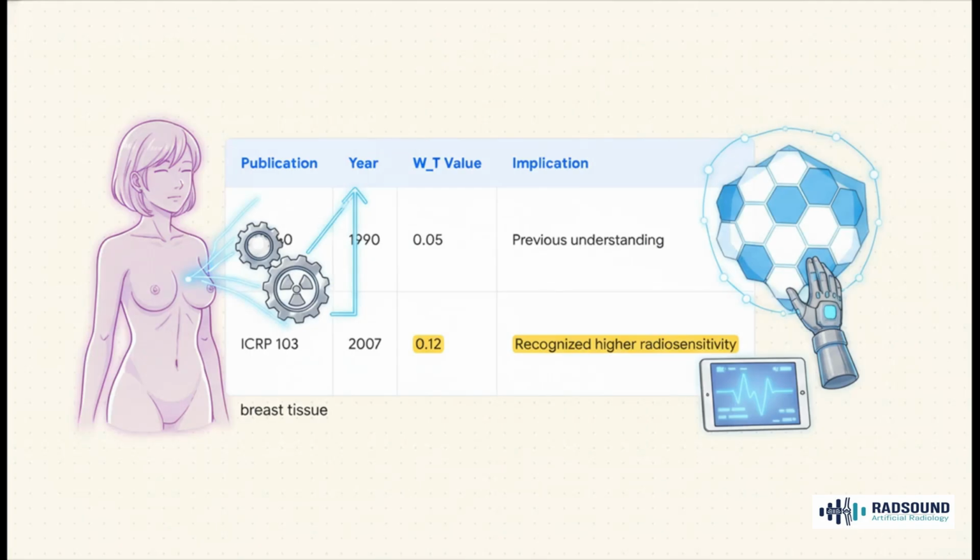And that science is constantly being updated. A perfect example is the tissue weighting factor. It's just a number that tells us how sensitive an organ is to radiation. Back in 2007, based on new evidence, the International Commission on Radiological Protection more than doubled the weighting factor for breast tissue, bumping it from 0.05 all the way up to 0.12. That change was a huge deal, and it really reinforced just how important all of our dose-saving efforts truly are.